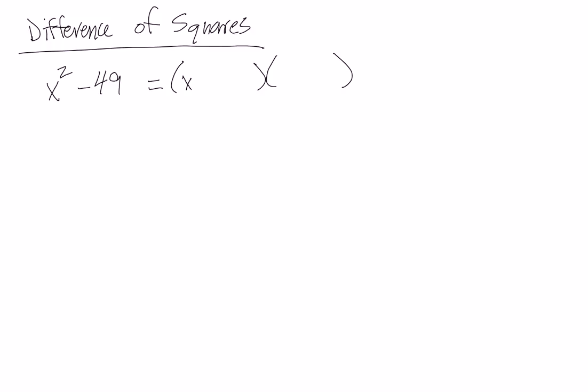basically what you want to do is you want to look at square rooting both terms. So if you square root x squared, that'll give you an x and an x. And if you square root 49, square root of 49 is 7. So that'll give you a 7 and a 7. And the reason we call it a difference of squares is one's a plus and one's a minus.